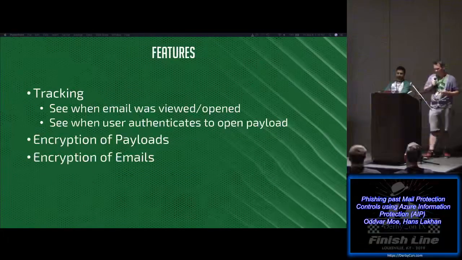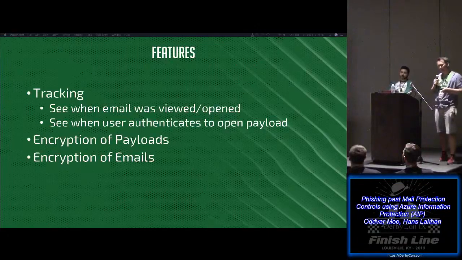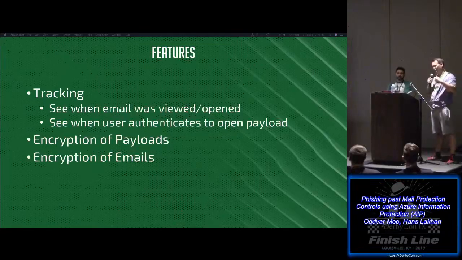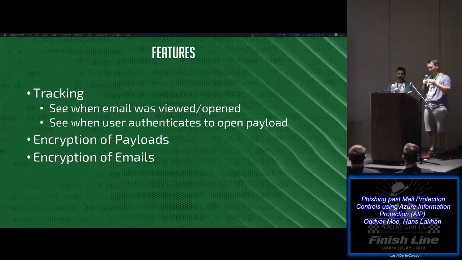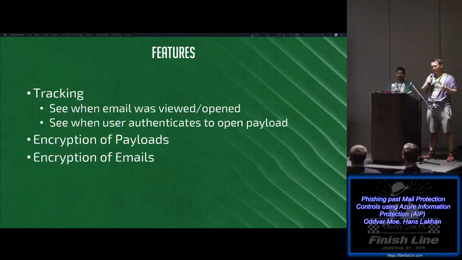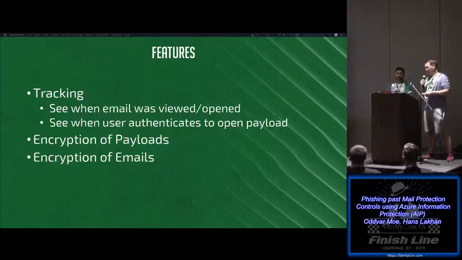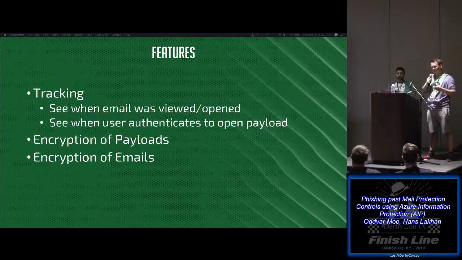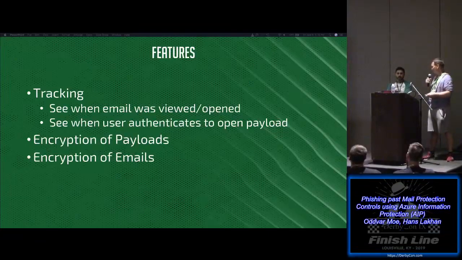Right, so features are basically tracking. That's really cool when you send a phish and you can actually see if someone tried to open the document. We also got a demo of that in the end. I can see if the email itself was opened or viewed. I can also see when a user authenticates and tries to open the payload itself. I can see if it was a success or if it failed. So if someone from the IR team is trying to reverse it, I can see that they are denied access, for instance. That's pretty useful. And also, of course, the main feature that we use it for is encryption of payloads and emails.